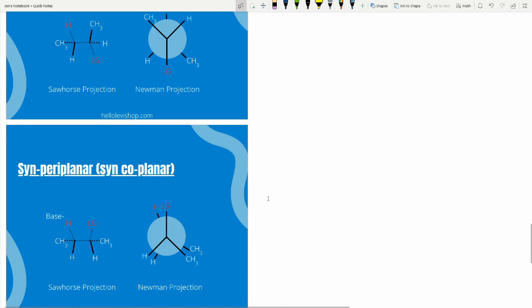The reason why this is all important is because when you do certain problems, you'll have to make sure that the leaving group and the beta hydrogen that is being abstracted are anti to each other to ensure that you'll get the correct alkene.